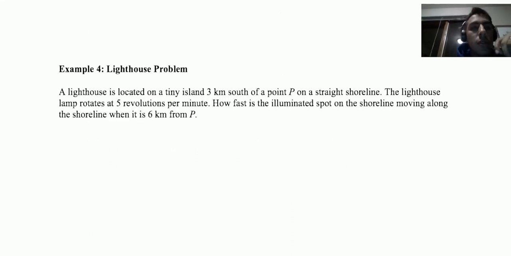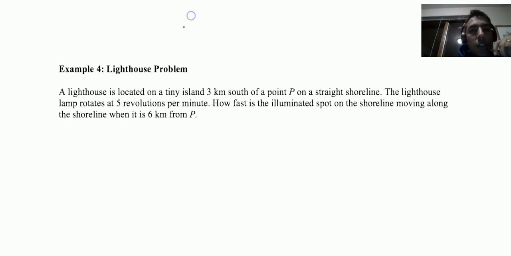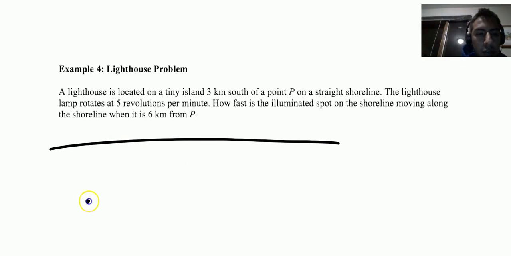Here we go. So here's a lighthouse problem. I think the video had it set up already, but just in case not, I'm going to do it anyway. So there's a lighthouse on a tiny island. So here's the tiny island, 3 kilometers south of a point P. It's located south on a straight shoreline, because shorelines, of course, are always straight. Note the sarcasm there. And we'll call this point P. And we'll call this other one lighthouse.